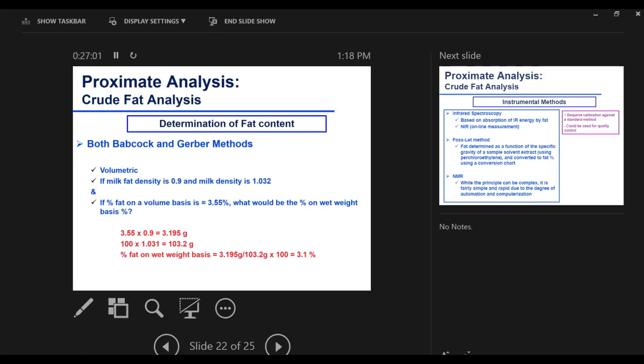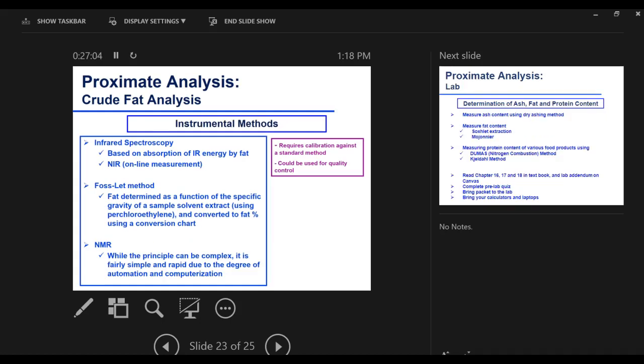So lastly is instrument-based methods. We've talked about IR, where you can use near IR or mid-IR. Mid-IR is mostly used with dairy or milk samples. Near IR can be used for different sorts of samples, and it's based on absorption of IR energy by the different functional groups of the fat. It does require calibration with official methods of analysis or wet chemistry-based methods, and it's fast. It can be online and used for quality control.